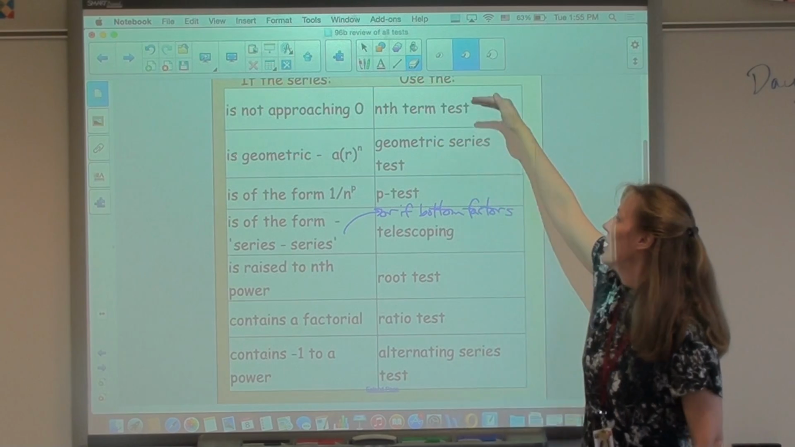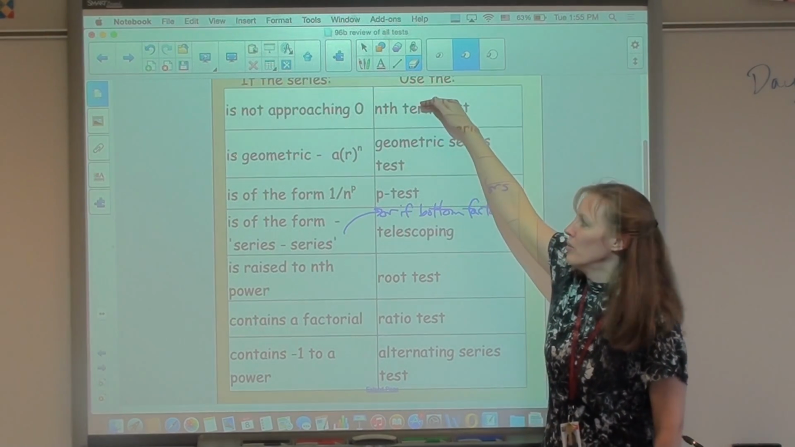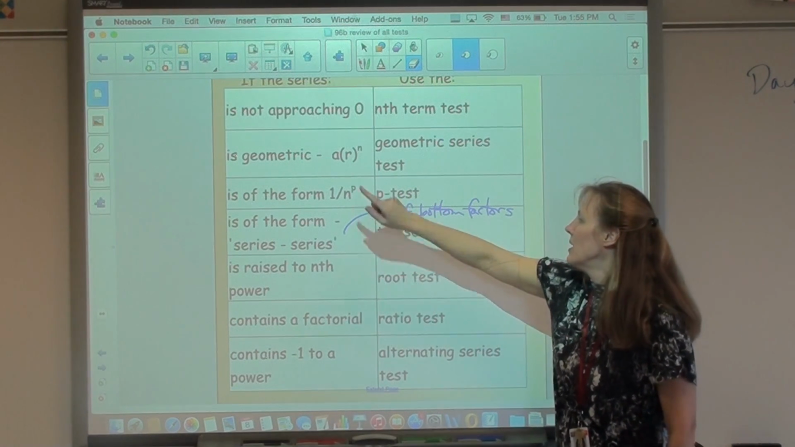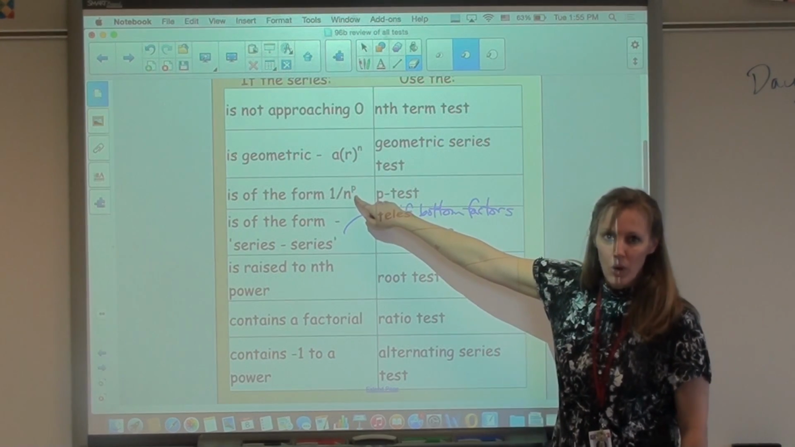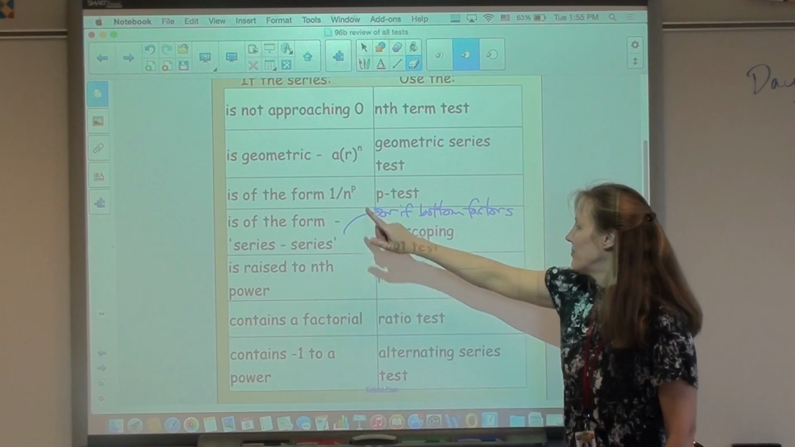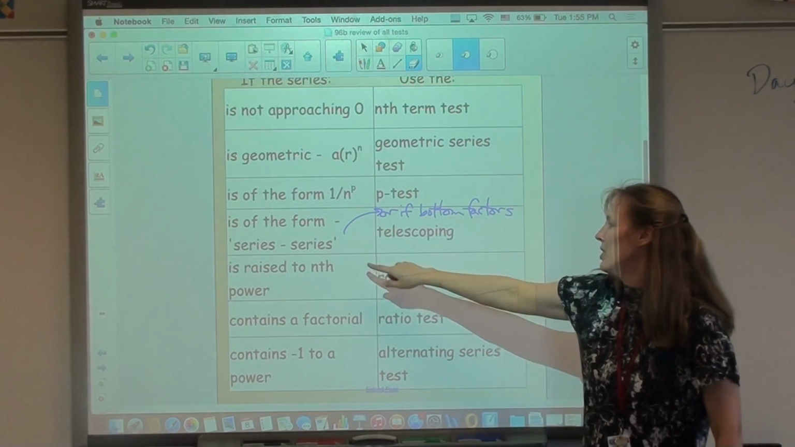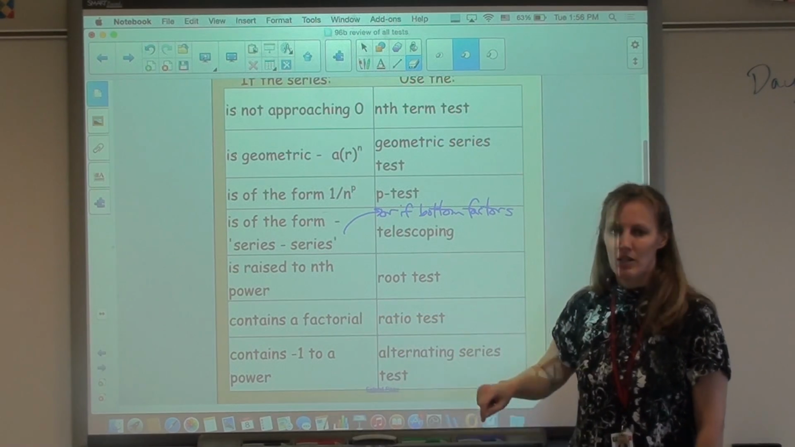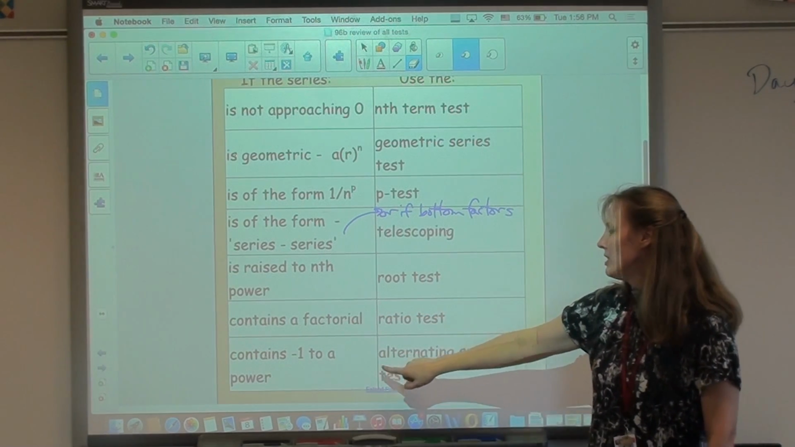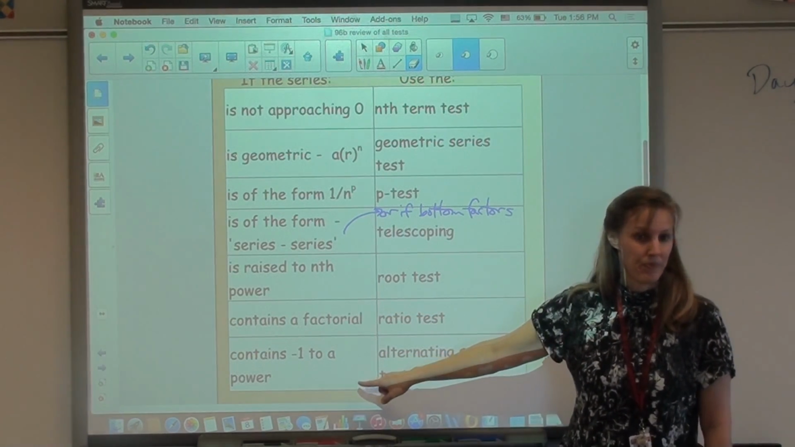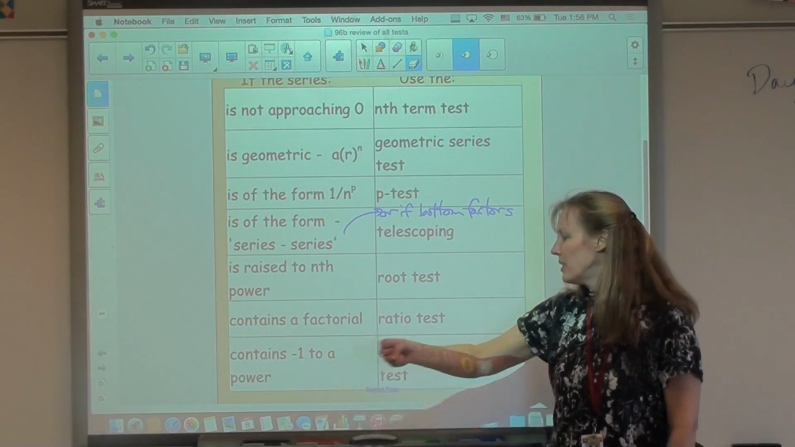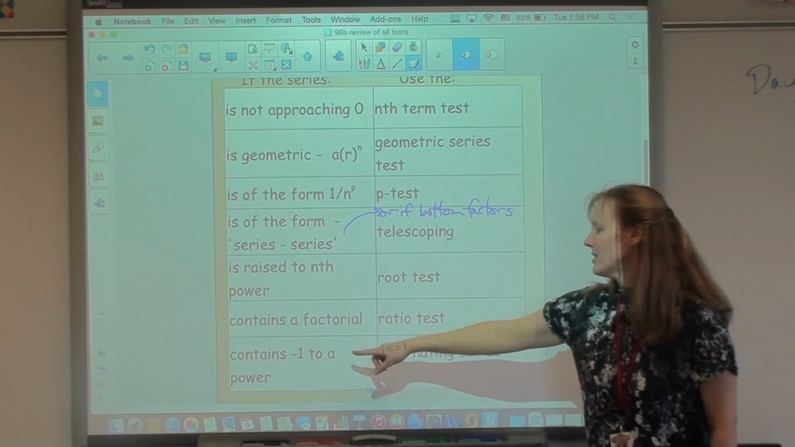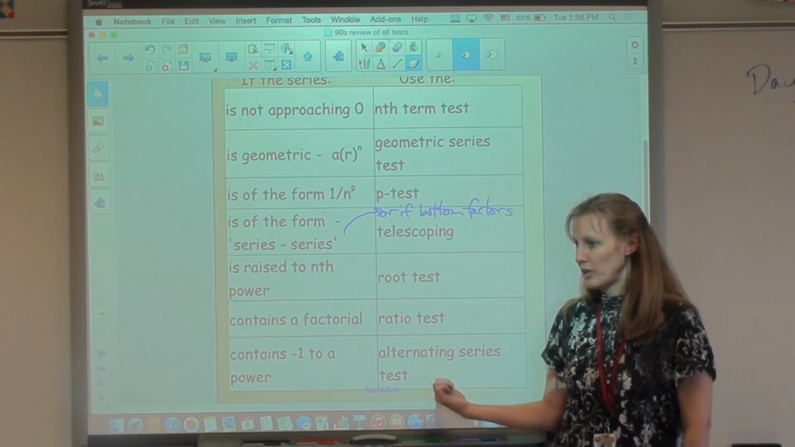So a lot of limits, right? Limit has to equal 0, or not be 0, right? r has to be less than 1. p has to be greater than 1 to converge. That one you just write out. So limit has to be less than 1 to converge. Limit has to be less than 1 to converge. Alternating series, the limit has to equal 0. So you remove the -1 part and you do the limit on the rest. It has to equal 0. Anytime you have -1 to a power, you should use the alternating series test.